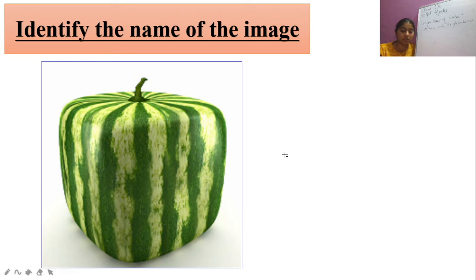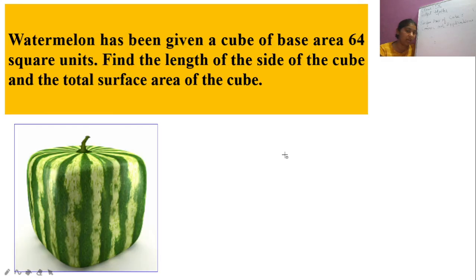So students, for this question we have a watermelon in the shape of a cube. Its base has an area of 64 square units. You have to find the length of a side of the cube and also the total surface area of the cube. So students, you don't have the side, but you have the area of one part, which is the base, right? So we can consider that this is a square part, because whenever we talk about a cube, it is made up of squares. This square's area is given to you, which is 64 square units.